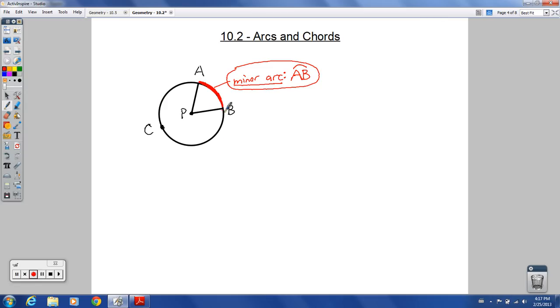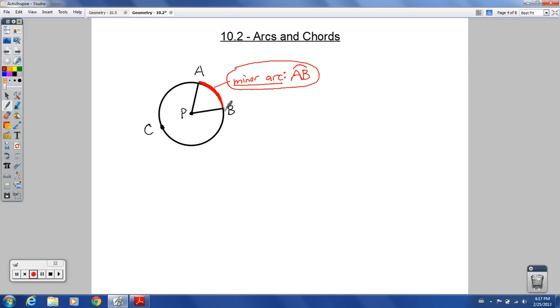Well, if you have an arc that's bigger than half the circle, bigger than a semicircle, you're definitely going to want to use 3 letters to designate that this way. If you're going to just use 2 letters, you connect them in the fastest way possible, or the shortest way possible. If you're going to use 3 letters, that will go the long way around if it's going from A through C to B.